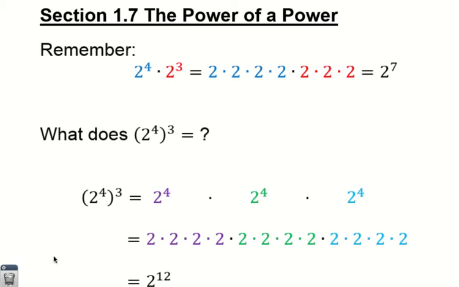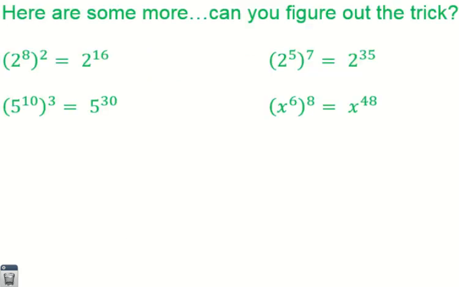Okay, do you pretty much realize what just happened? Maybe you can already start thinking about bypassing all of this expanding. What would be a shortcut to go from here to here, just like that? A few more examples, and maybe you can figure out the trick.